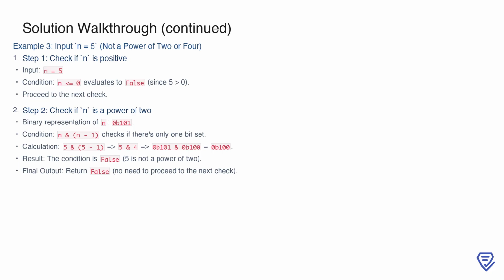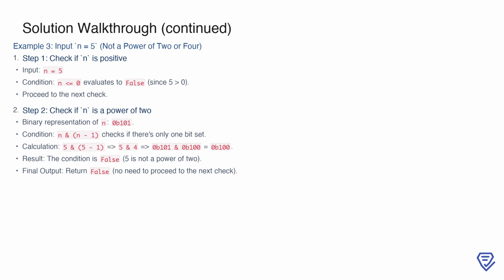First, we check if the number is positive. Since 5 is greater than 0, the first condition is satisfied. Next, we check if 5 is a power of 2. The binary representation of 5 is 0b101.